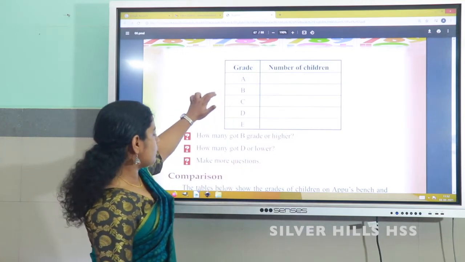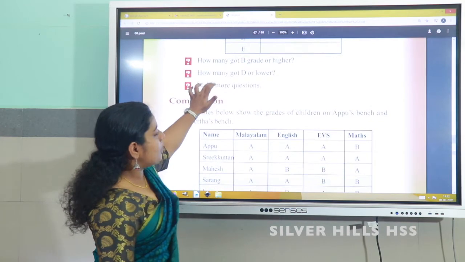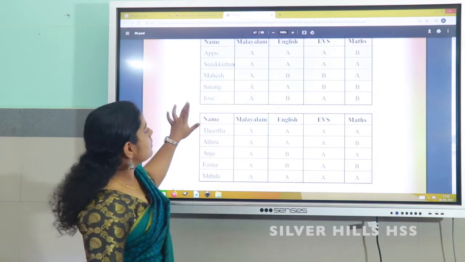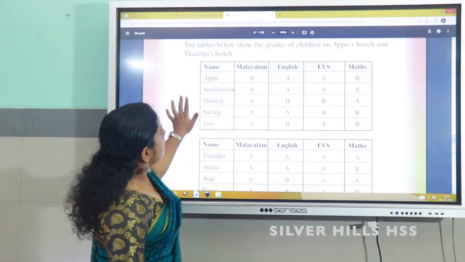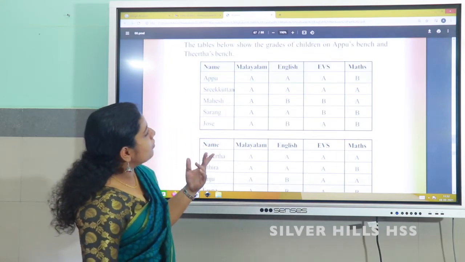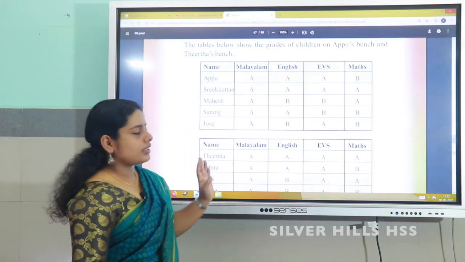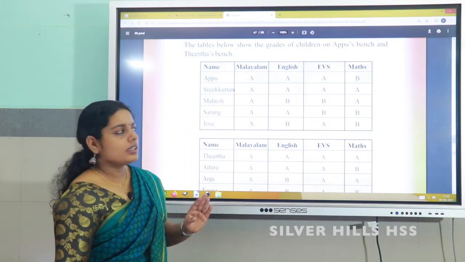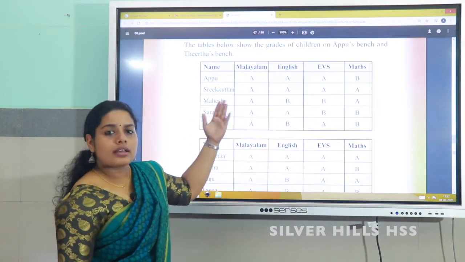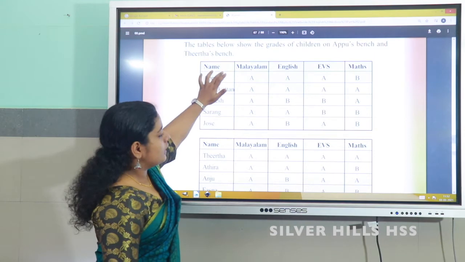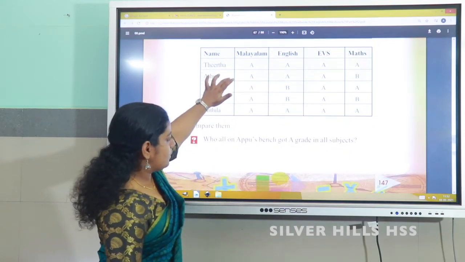Okay. Next we have comparison. That means we are comparing two tables. The tables below show the grades of children on Appu's bench and Tirtha's bench. This is Appu's bench, this is Tirtha's bench, students who got different grades. So, we will be able to compare the two tables also. This is also an advantage of data collection.